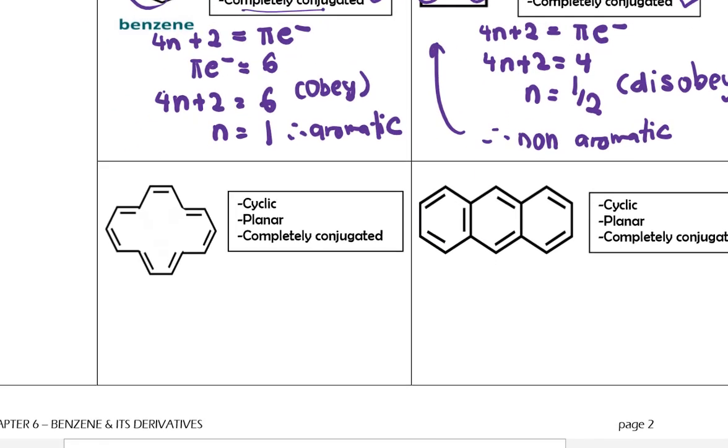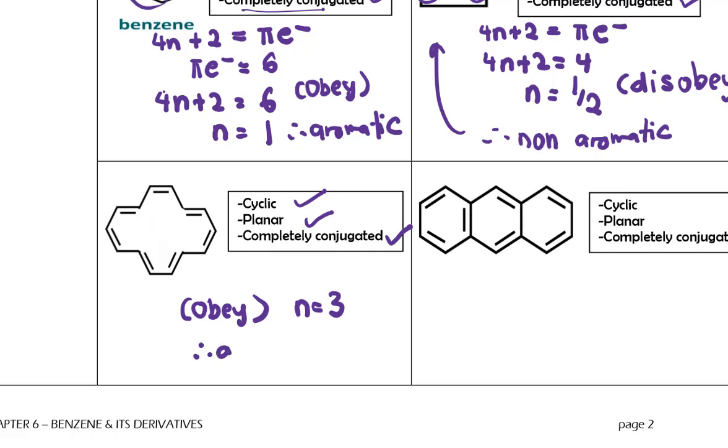For this one, it is cyclic, planar, completely conjugated, and it obeys Huckel's rule, so you can calculate it by yourself. This one has n equal to 3, so this one is aromatic.